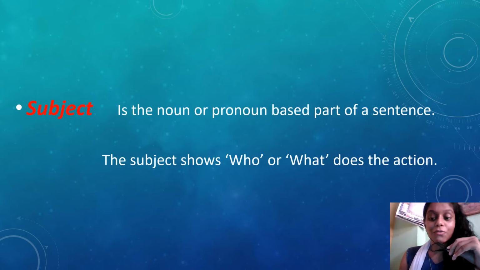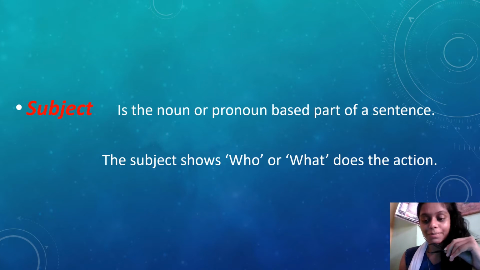So what is a subject? Subject is the noun or pronoun based part of a sentence. In a sentence, the part which has a noun or pronoun indicates the subject. So subject means your noun or pronoun. Tell me, what is a noun? Noun means naming words are known as nouns. So what is a pronoun? Pronoun is the word which we use in place of a noun.